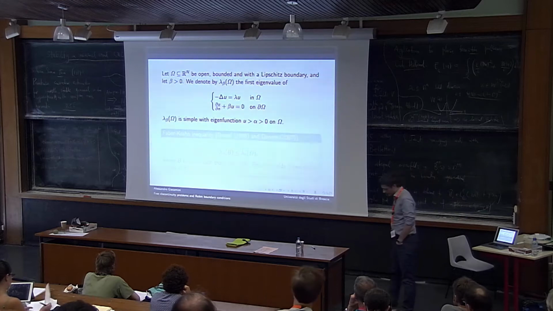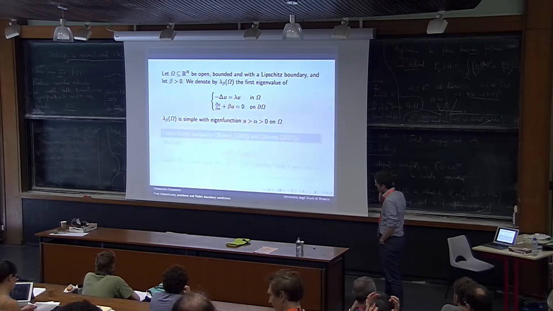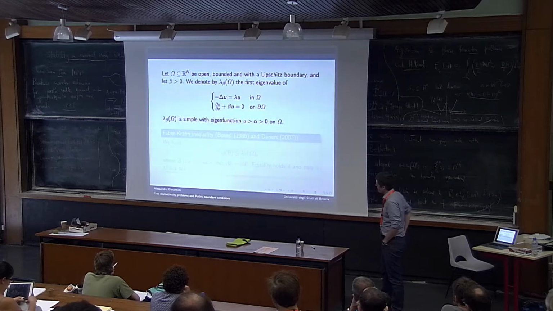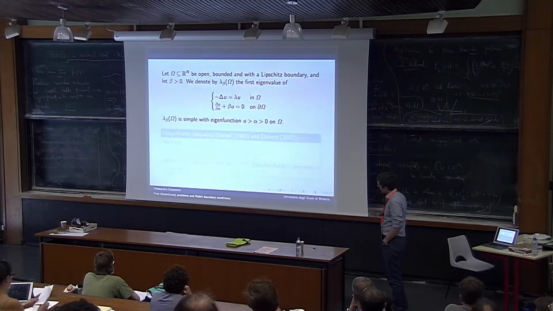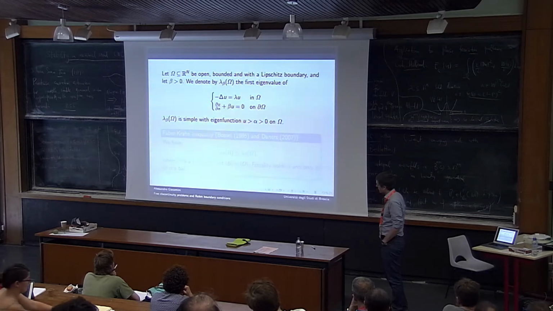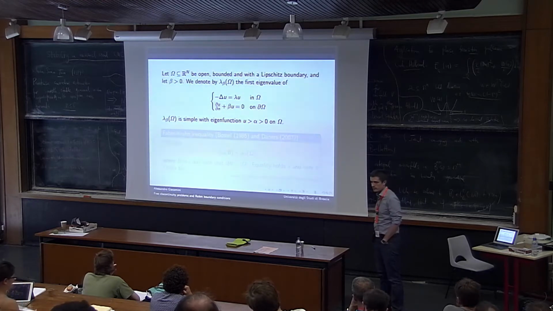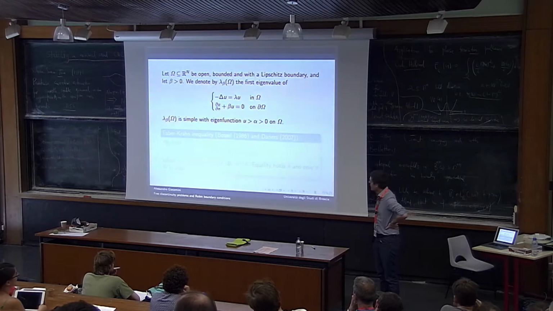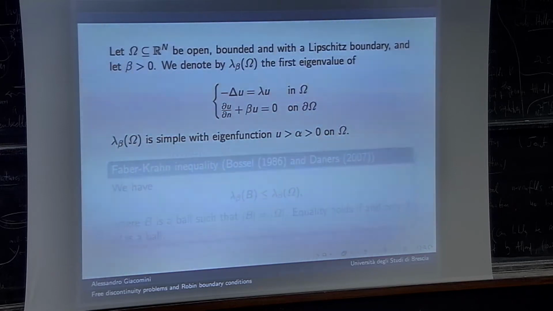So the first eigenvalue of the Laplacian under the Robin boundary condition is defined in the usual way. The Robin boundary condition involves the normal derivative and the trace of u at the boundary, and the constant beta, which appears, is strictly positive. So we need some regularity for the boundary in order to settle this condition. And formally, the Robin boundary condition is somehow intermediate between the Dirichlet condition and the Neumann condition.